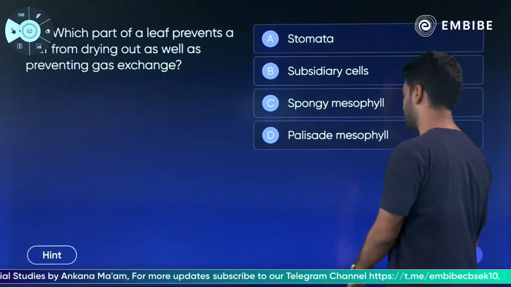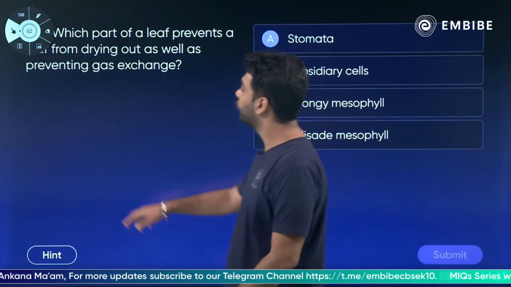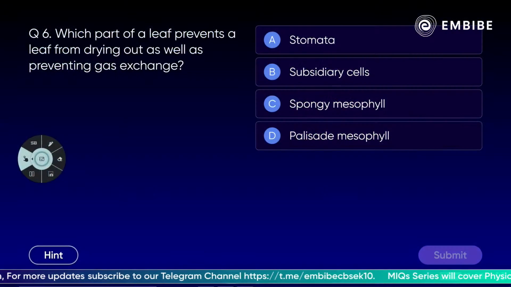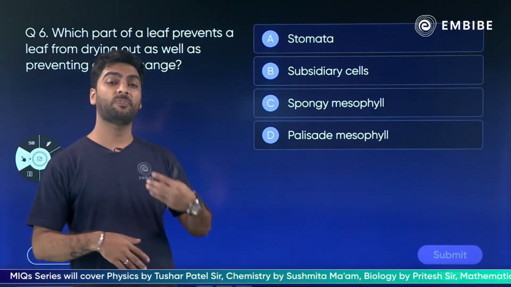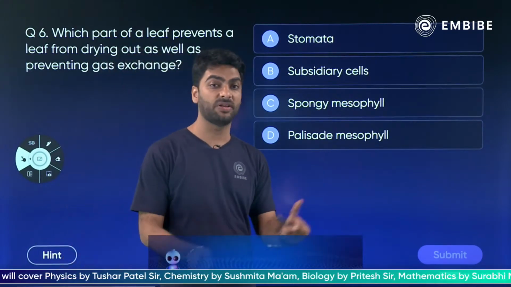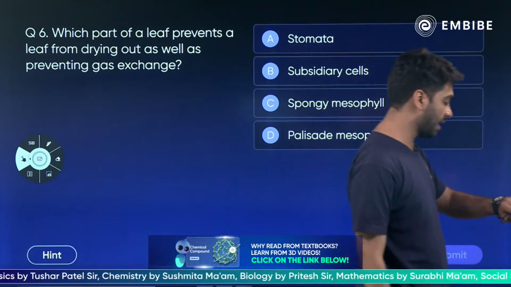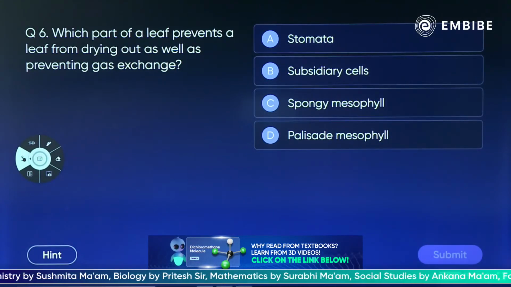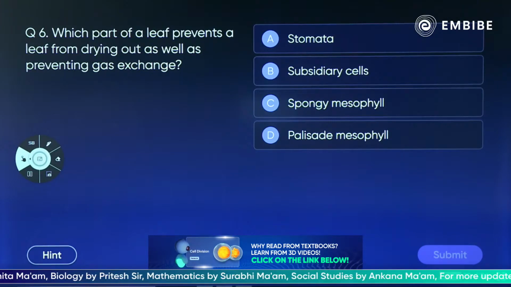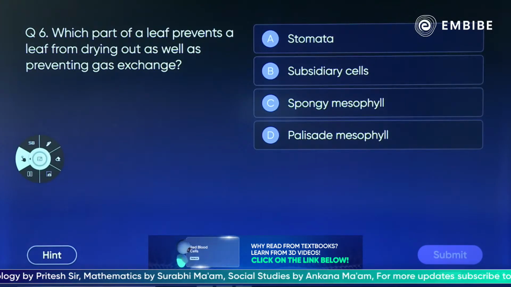Coming to the next question: which part of a leaf prevents the leaf from drying out as well as prevents gaseous exchange? Is it stomata, subsidiary cells, spongy mesophyll, or palisade mesophyll? Who prevents the plant leaves from drying out and prevents gaseous exchange? Think and answer. 30 seconds. Your time starts now.